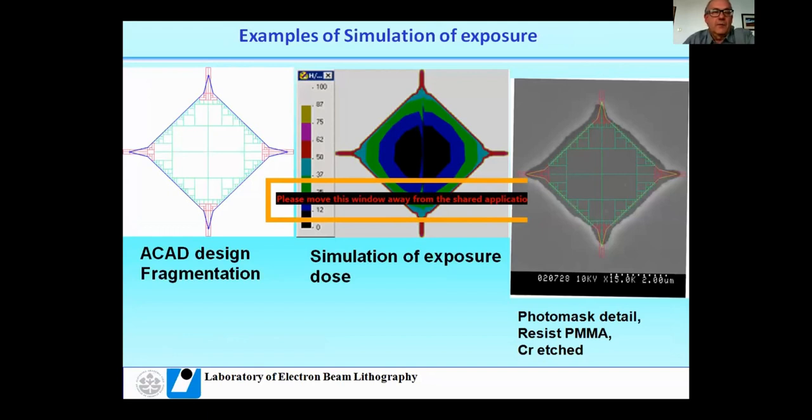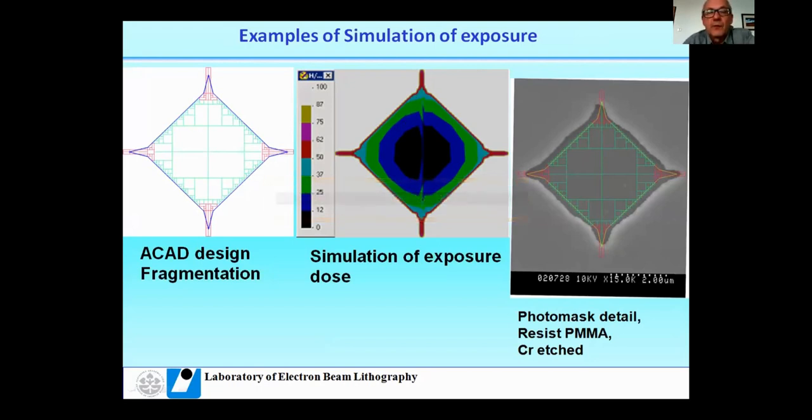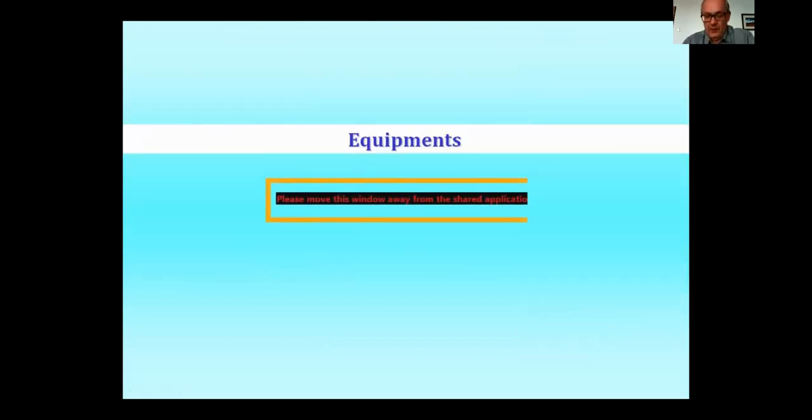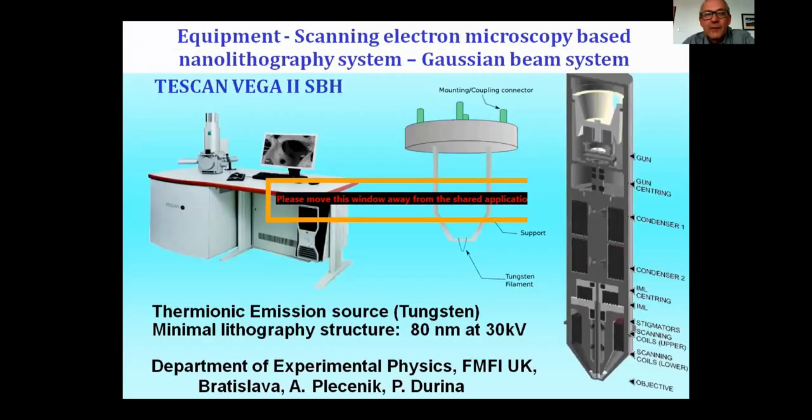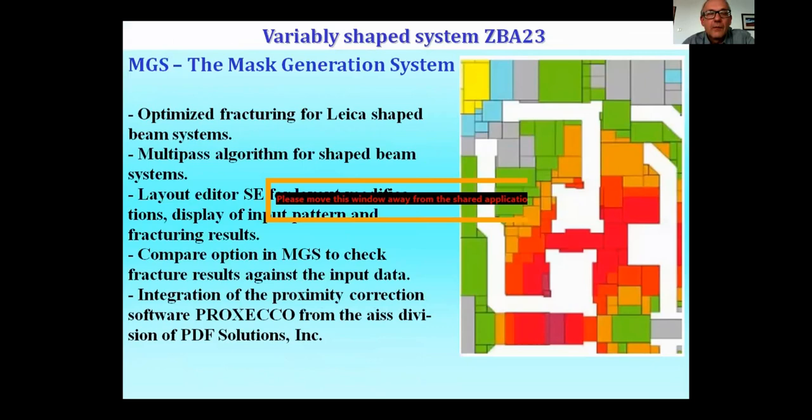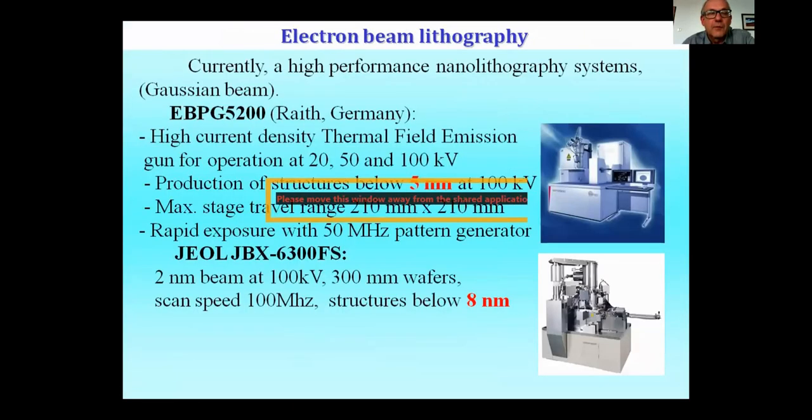So there is an example from our work. For example, there is a detail of such a structure, which was divided into smaller rectangular parts. There is the simulation of exposure dose. Every color is another dose. And on the right is the resulting structure from the photomask. So I'm going to the conclusions, because time is over. There are some examples of the structures.